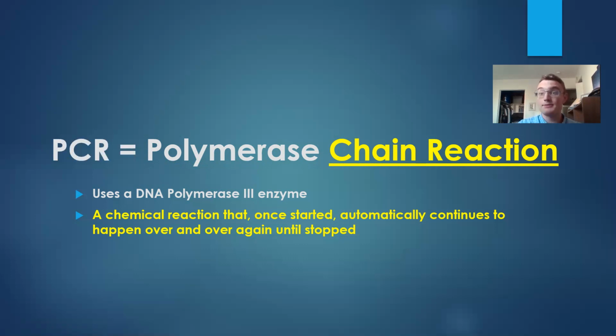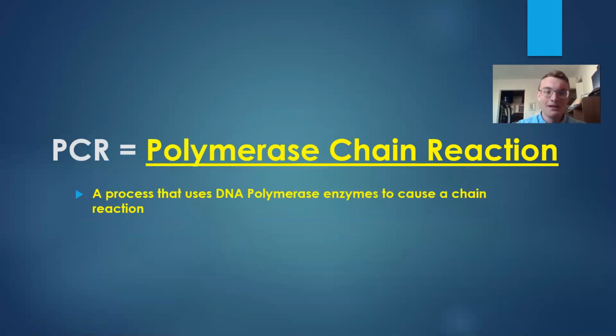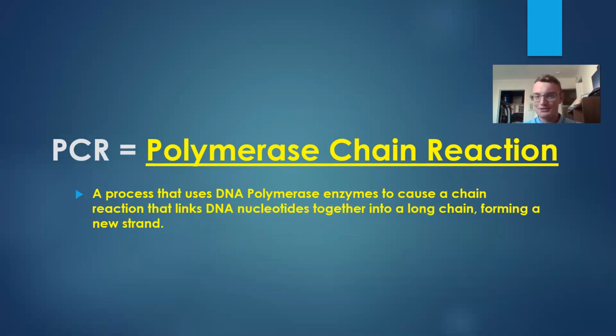So basically, if you put it all together, polymerase chain reaction is a process that uses the DNA polymerase 3 enzymes to cause a chain reaction to happen. Specifically, a chain reaction of linking DNA nucleotides together in a long chain, which is exactly what we did in the DNA replication in the cell. It's just building a new strand. So basically, we're using DNA polymerase 3 to build a new strand.